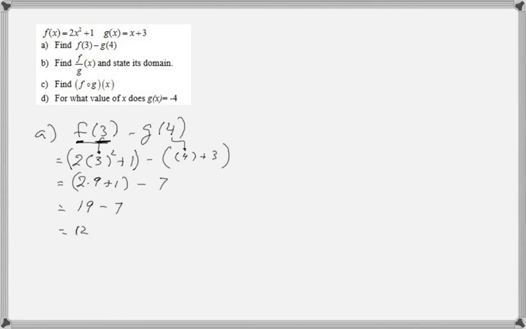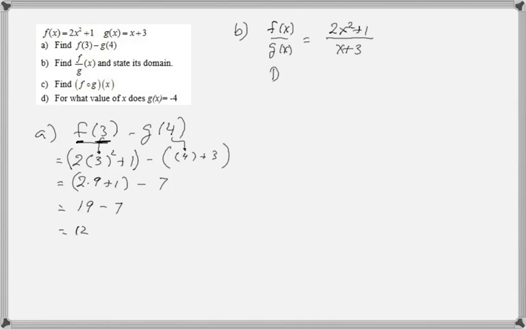For part B, I'm asked to find a combination of functions. I want to find f over g of x. That's the same as just having f of x over g of x. And to find a combination, you just basically plug in the formulas for f and the formula for g. So in the numerator, I know that f of x is 2x squared plus 1. G of x is x plus 3, and I should try and reduce that if I can. There aren't going to be any common factors, so that is f over g.